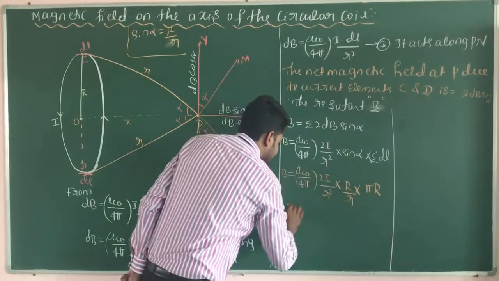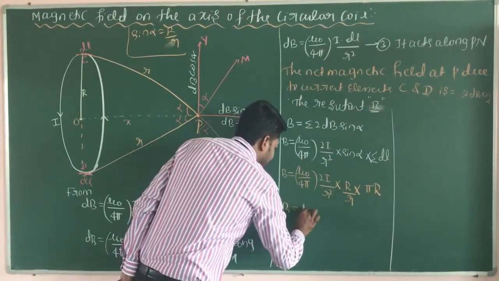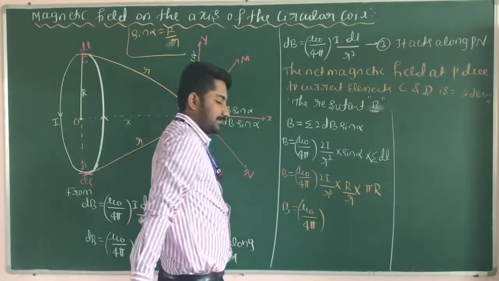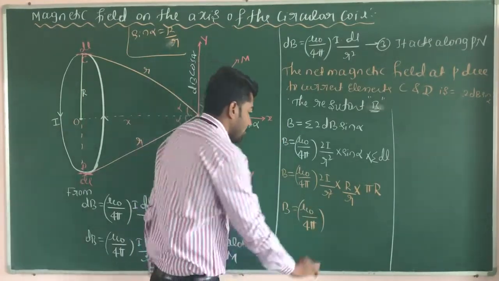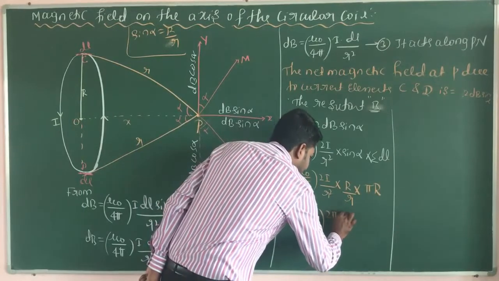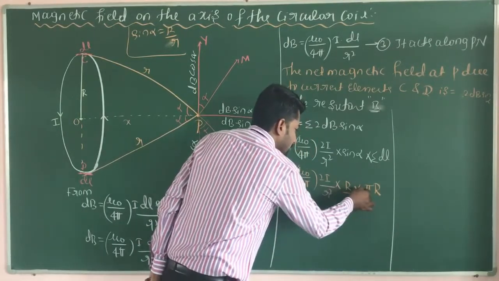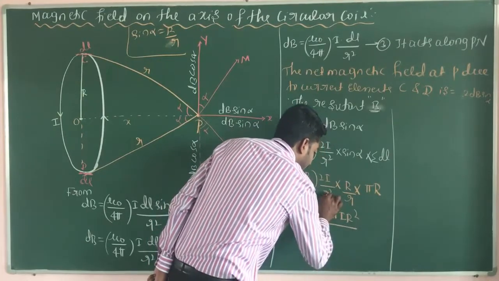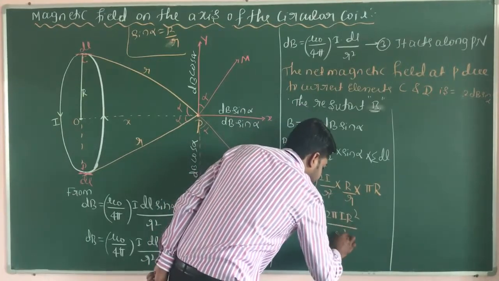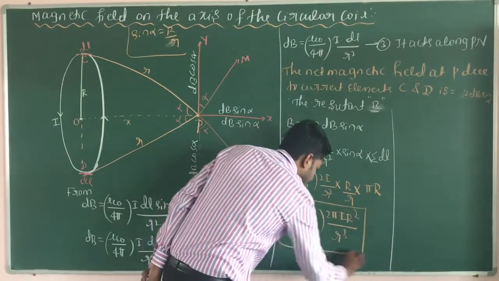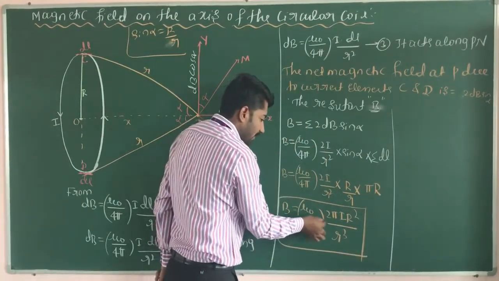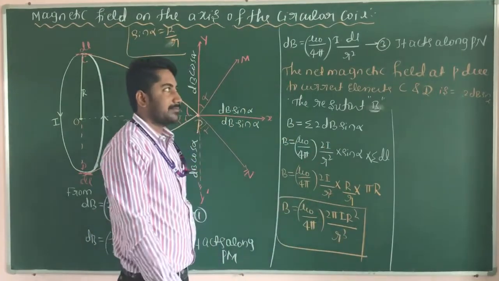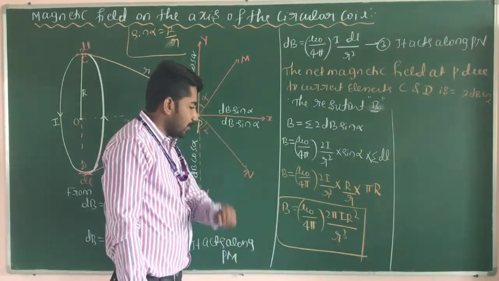When you are rearranging this equation, we get B is equal to mu naught divided by 4 pi, then 2 pi I into r square divided by R square into r, that is R cube. B is equal to mu naught divided by 4 pi, 2 pi I into r square divided by R cube.